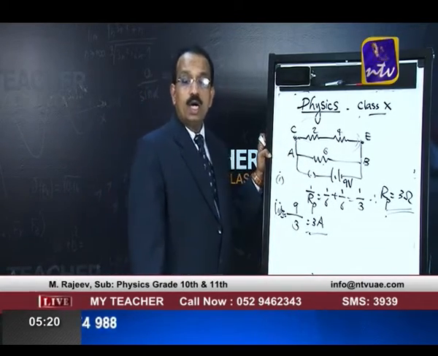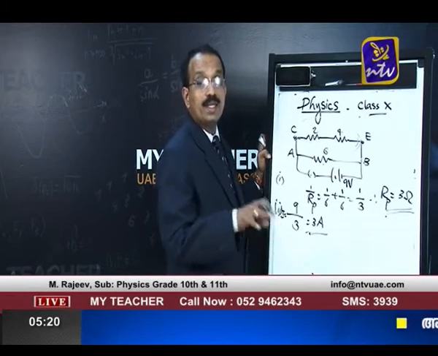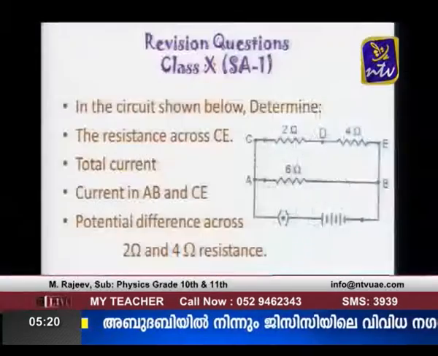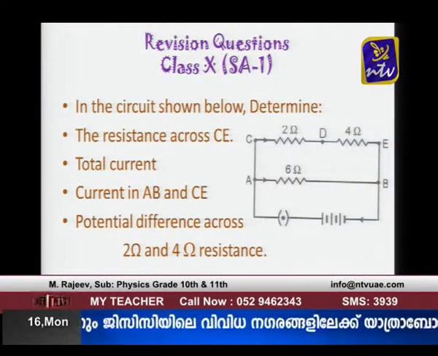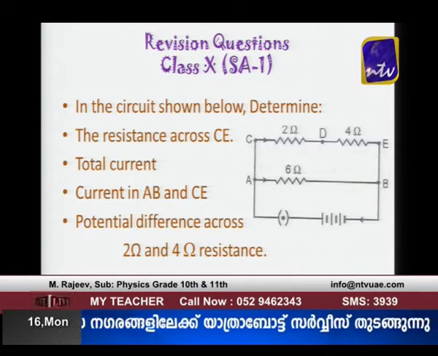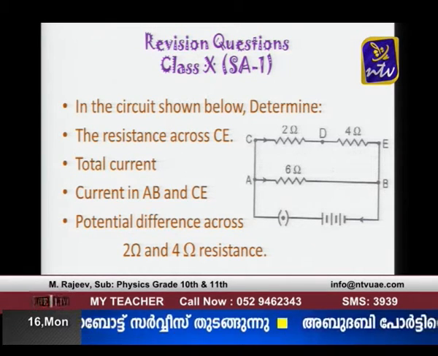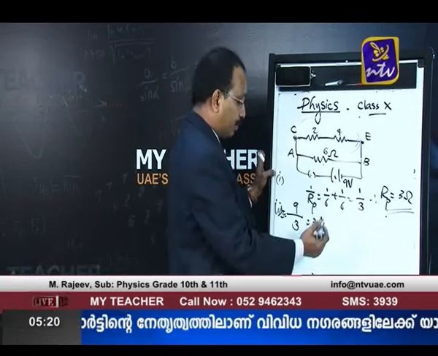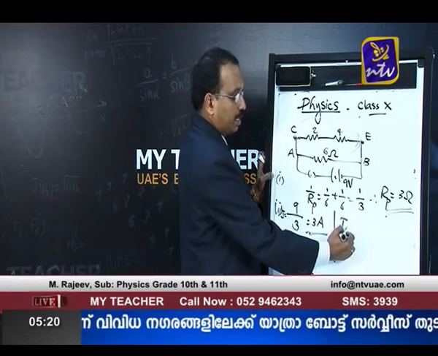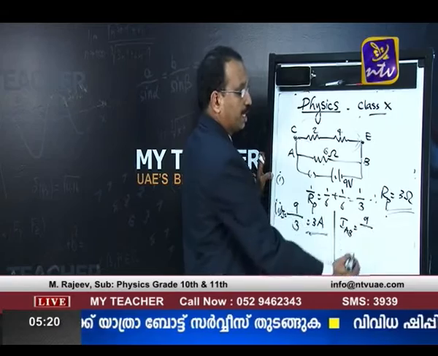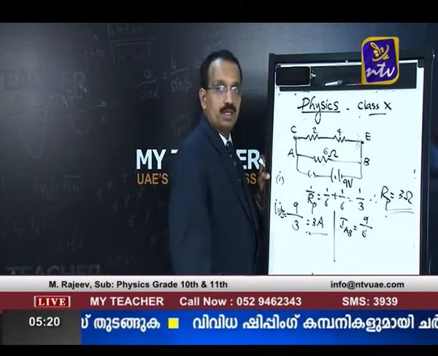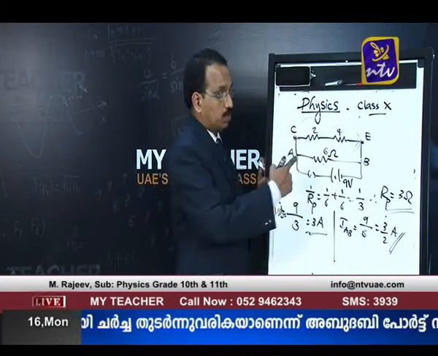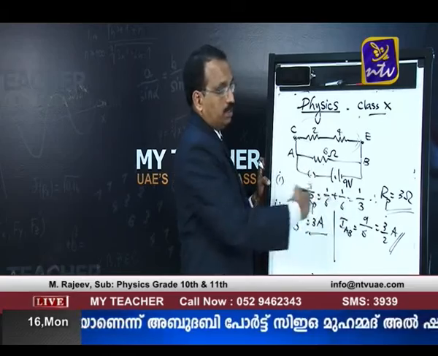Is it clear? How about the third part? Third part is current in AB and CE. Current in AB means this current. How do you find the current in AB? AB means across 6 ohms. So, just have a look at the diagram. Across 6 ohms, how much is the current? 9 volt is what is connected across the 6 ohm resistance. So, the current through that resistance, that is current in AB, is voltage 9 divided by 6. Is that clear? So, 3 by 2 ampere or 1.5 ampere is the current through 6 ohms.